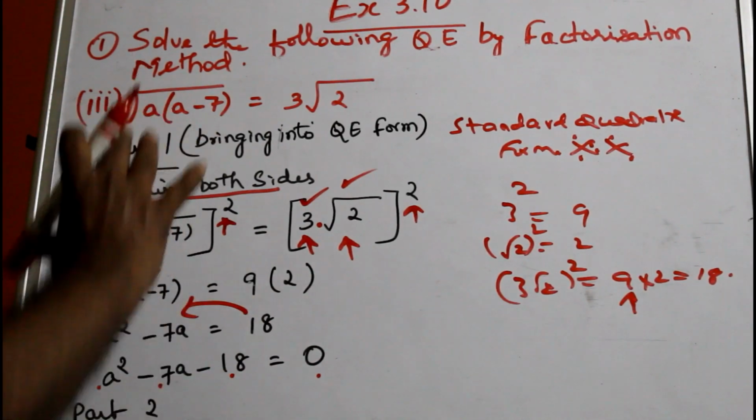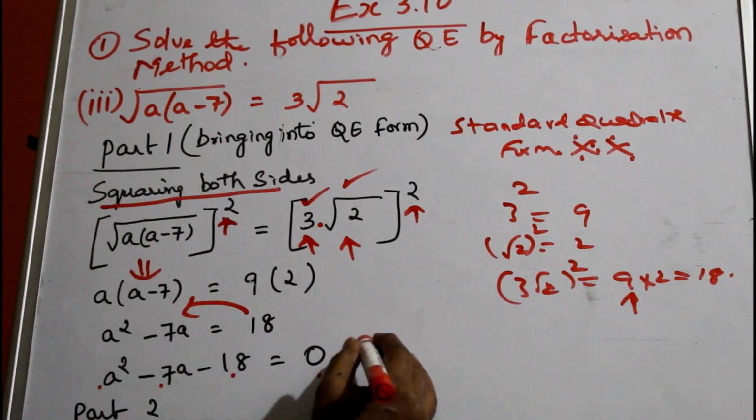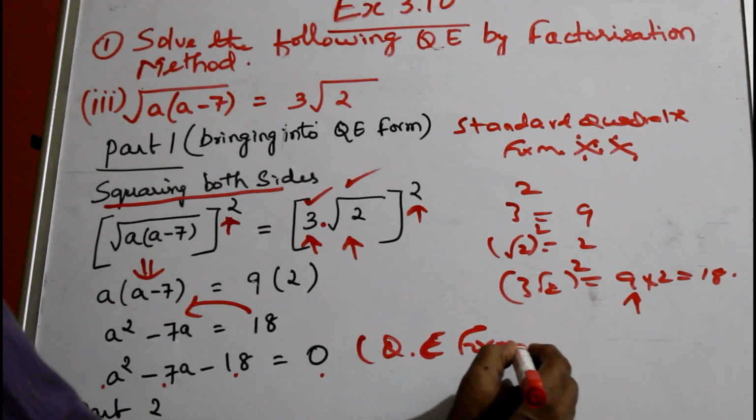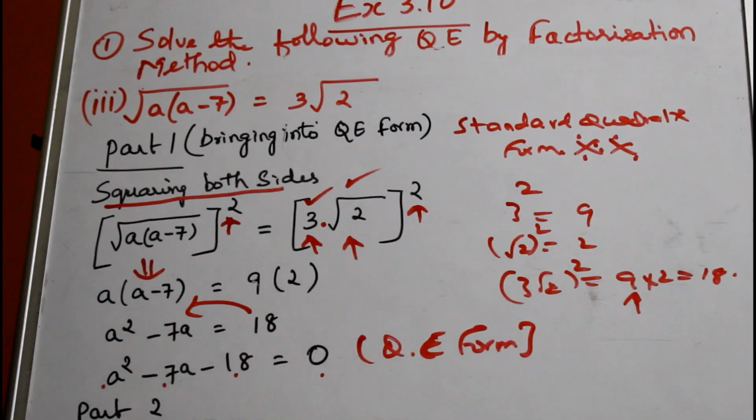So the important part of this, you must try to bring it into the quadratic equation form. This is called quadratic equation form. Now only you can start the sum by splitting the middle term. Now we'll go to part 2. This is called splitting the middle term.